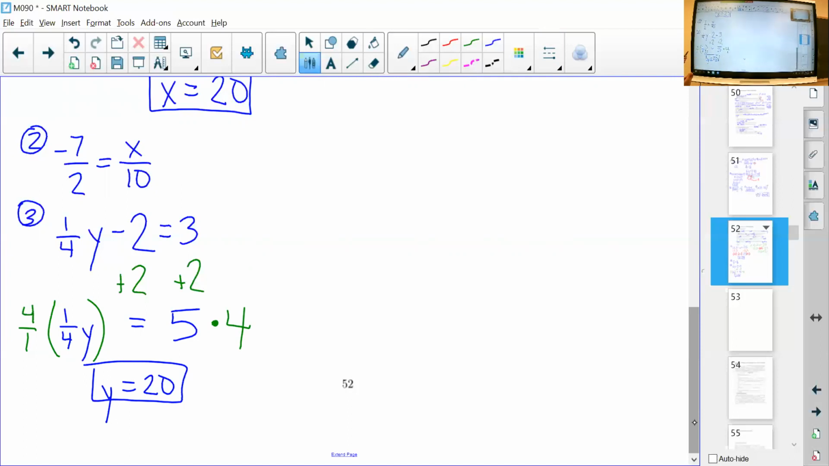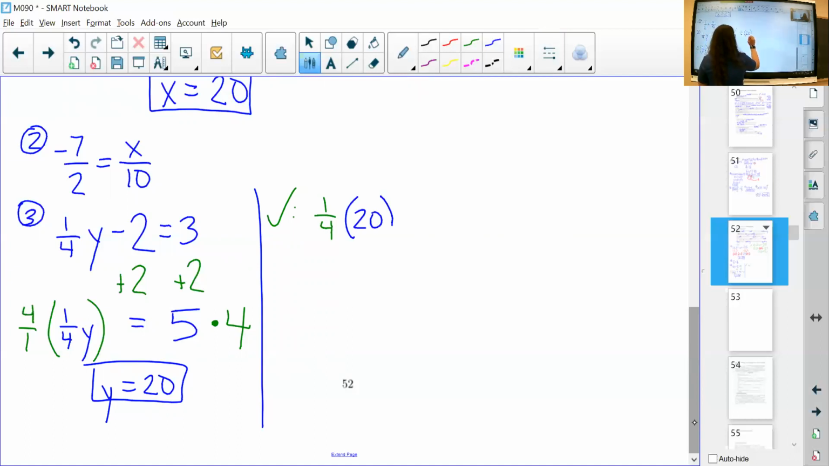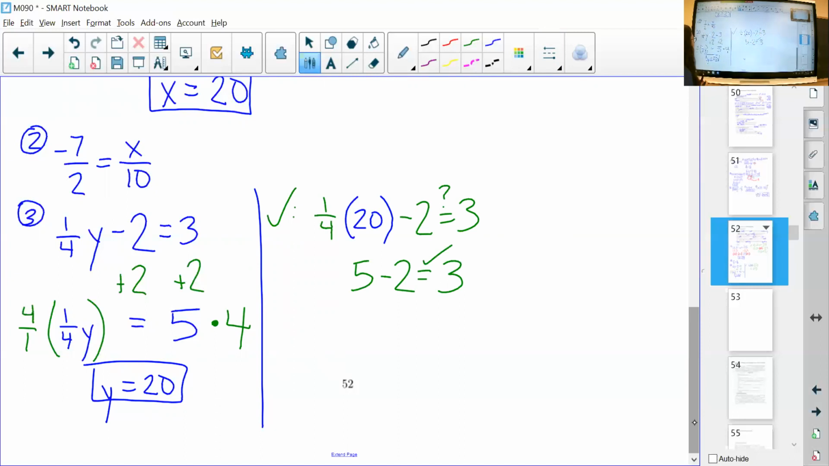Let's check it. Maybe we made a mistake. One-fourth of 20 minus 2 equals 3, I hope. 1/4 of 20, that's 20 over 4, so that's 5. 5 minus 2, yep, that's 3. It checks out.